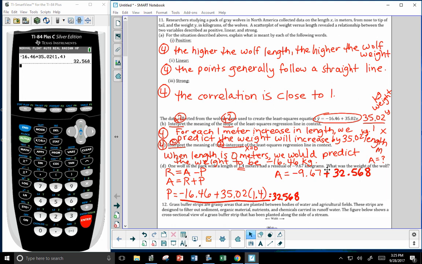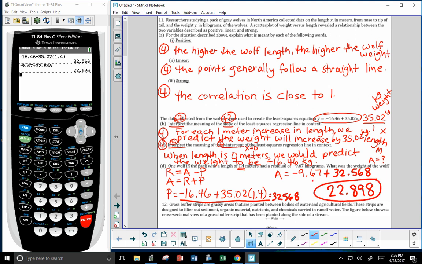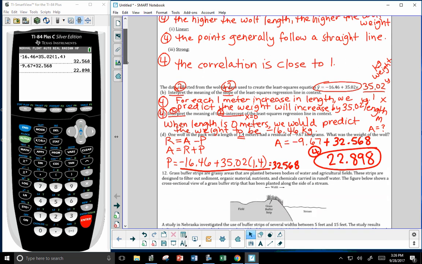Grass buffer strips are grassy areas that are planted between bodies of water and agricultural fields. These strips are designed to filter out sediment, organic material, nutrients, and chemicals carried in runoff water. The figure below shows a cross-sectional view of a grass buffer strip that has been planted along the side of a stream. A study in Nebraska investigated the use of buffer strips of several widths between 5 feet and 15 feet.